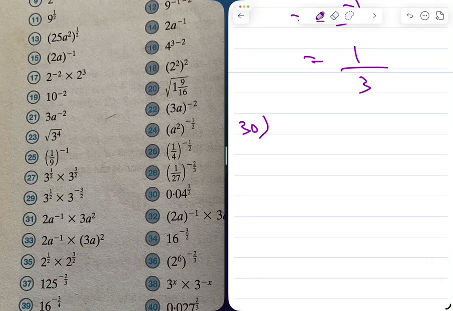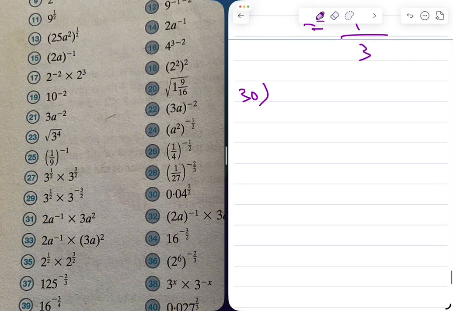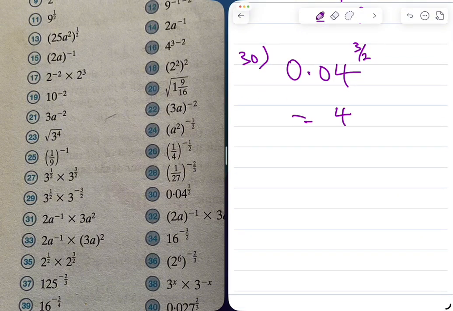Now to number 30, 0.04 raised to power 3 over 2. That's the same as, I can write 0.04 as 4 over 100. Let me write it under it. I can write that as 4 over 100, and that will be 4 over 100 raised to power 3 over 2.